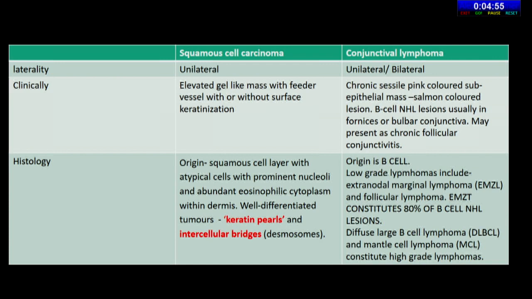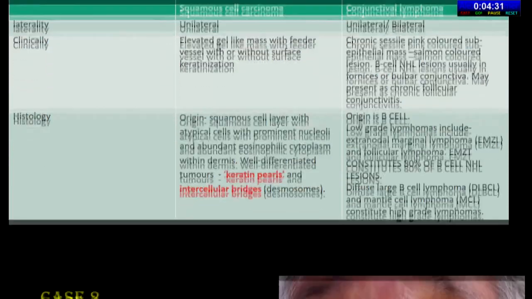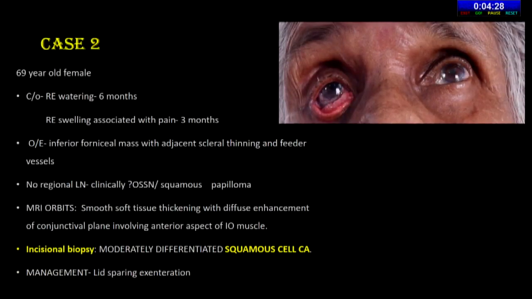As for origin and histopathology, squamous cell carcinoma arises from the squamous cell layer, and keratin pearls or intercellular bridges are very characteristic of a well-differentiated carcinoma, whereas lymphoma originates from the B cells. Low-grade lymphomas are extranodal marginal zone lymphoma or follicular lymphoma, and diffuse large cell and mantle cell are high-grade lymphomas.